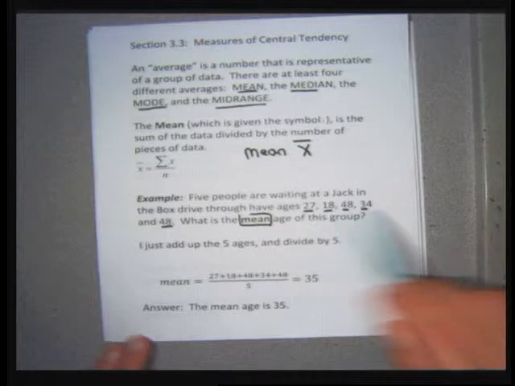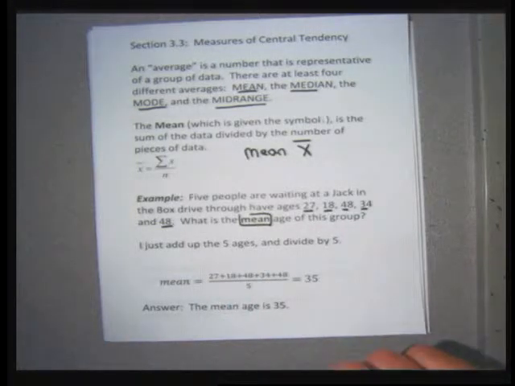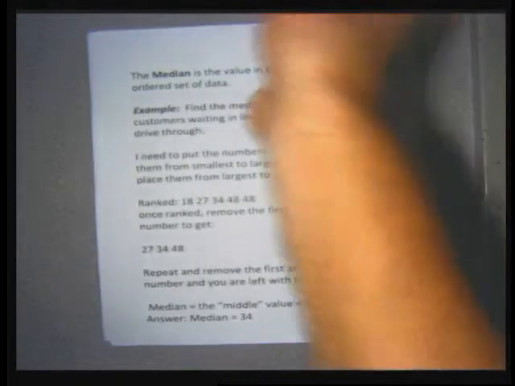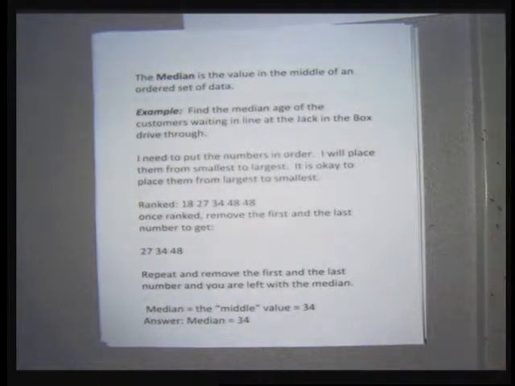So that's all the mean is, just the sum of the data divided by the number of data pieces. Here, there were 5 data pieces. I added up the 5 numbers and divided by 5 and got the mean age of the people waiting in line at the Jack-in-the-Box drive-through. The median is the middle value if the data is ordered.